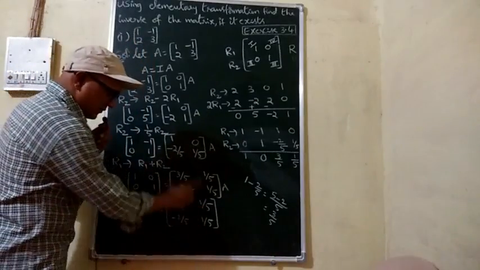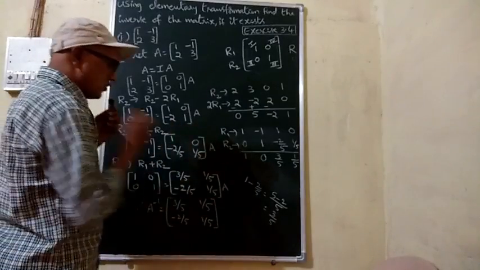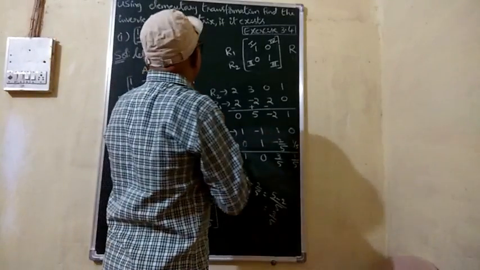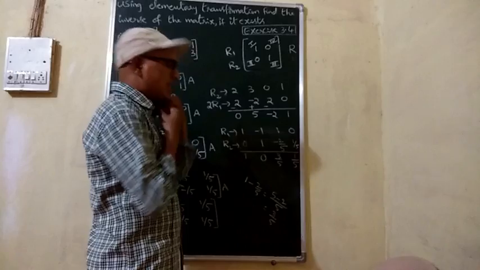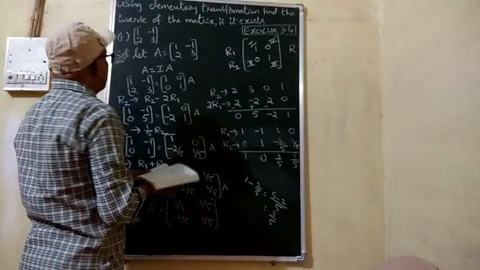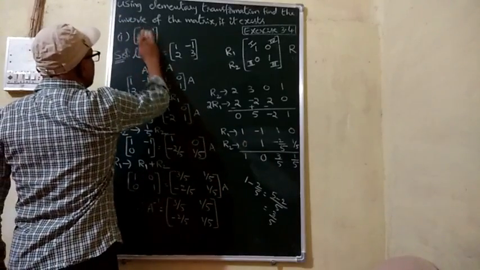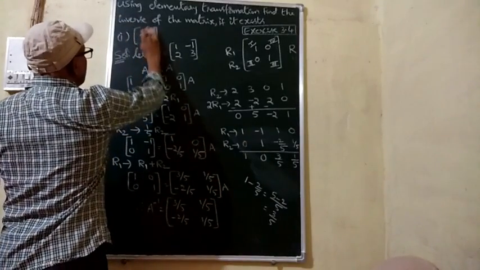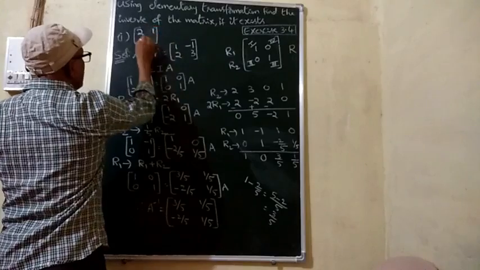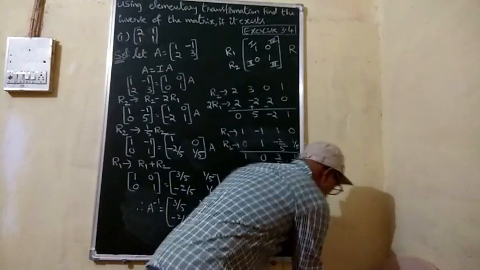Over. This is the inverse of the given matrix. Now let us see the second question. Same row operation I am going to explain. So the matrix is 1 minus 1, 2, 3. Next question is 2, 1, 1, 1. Okay. Now let us see the question.